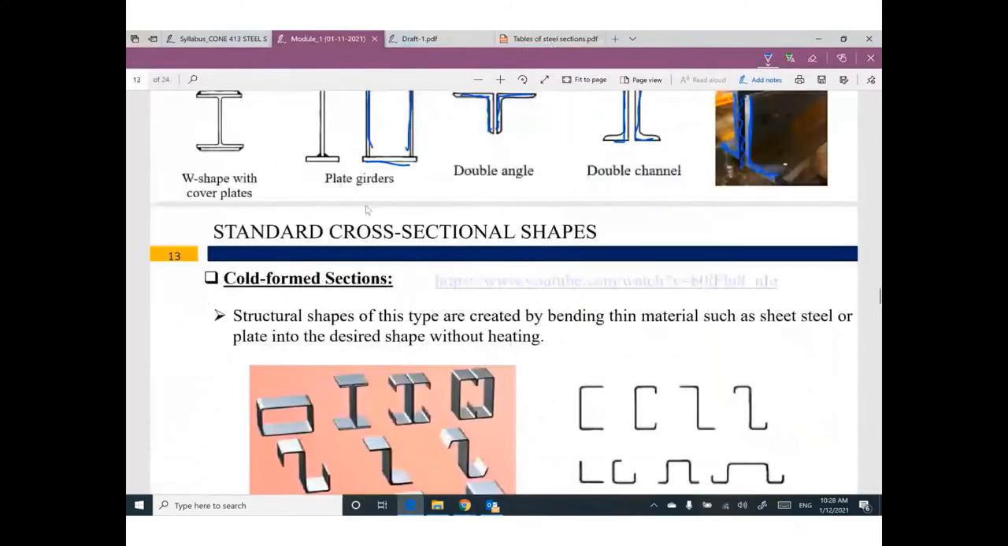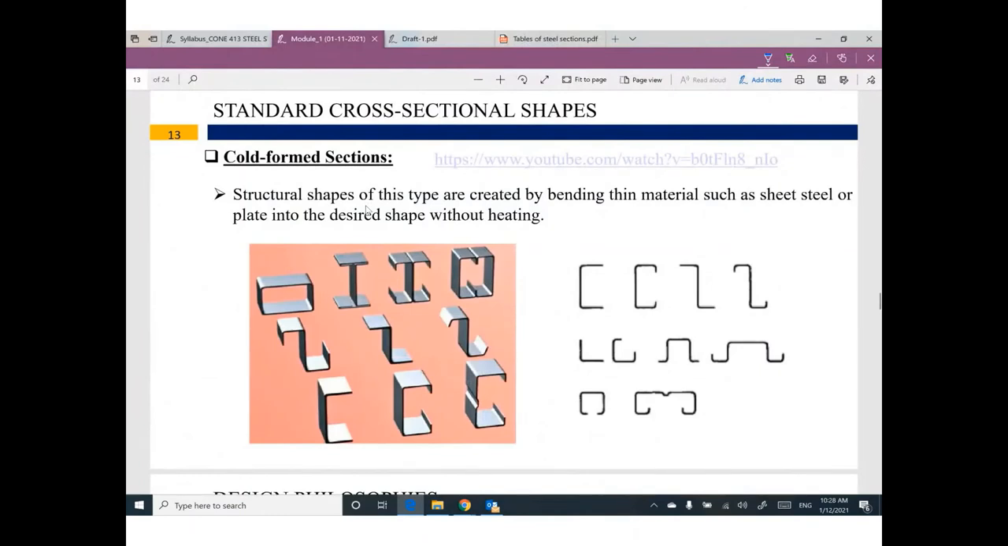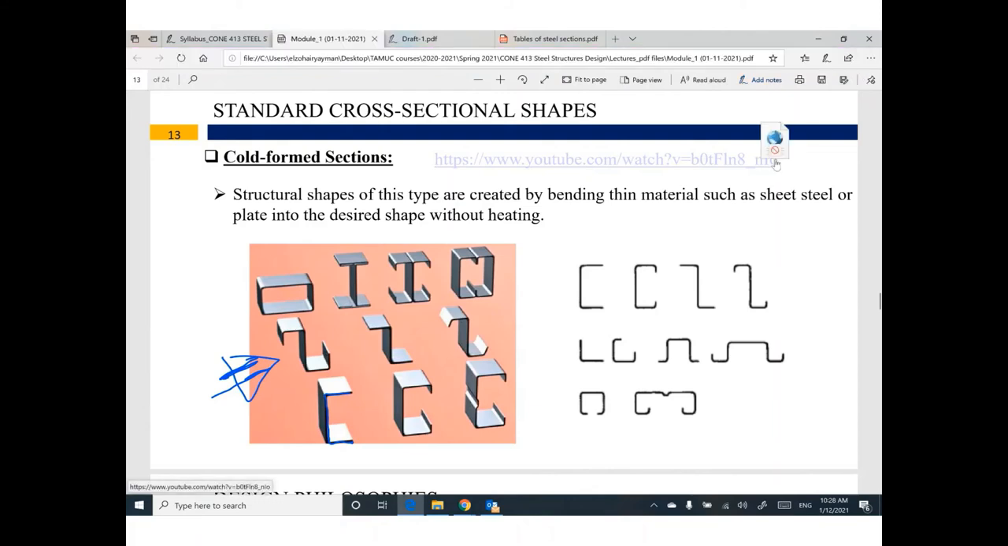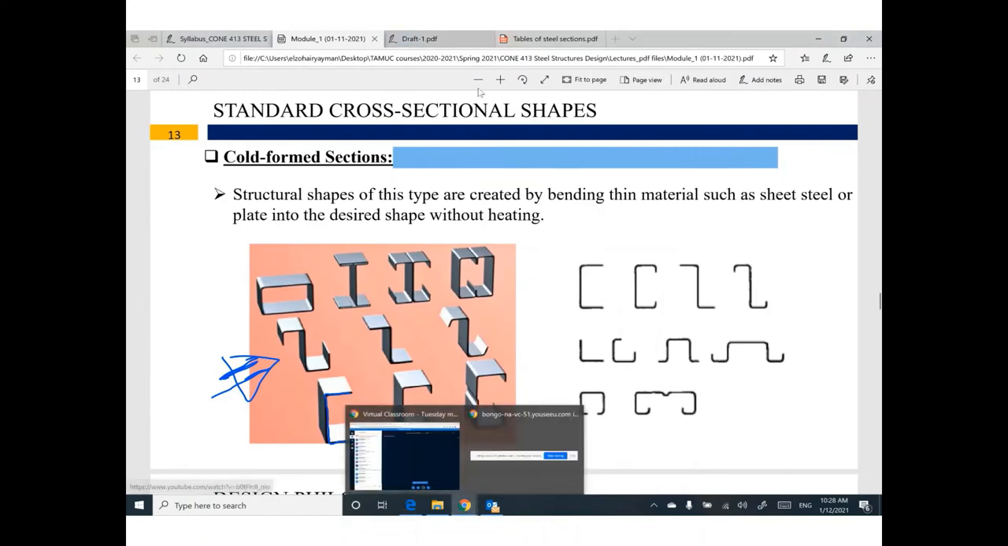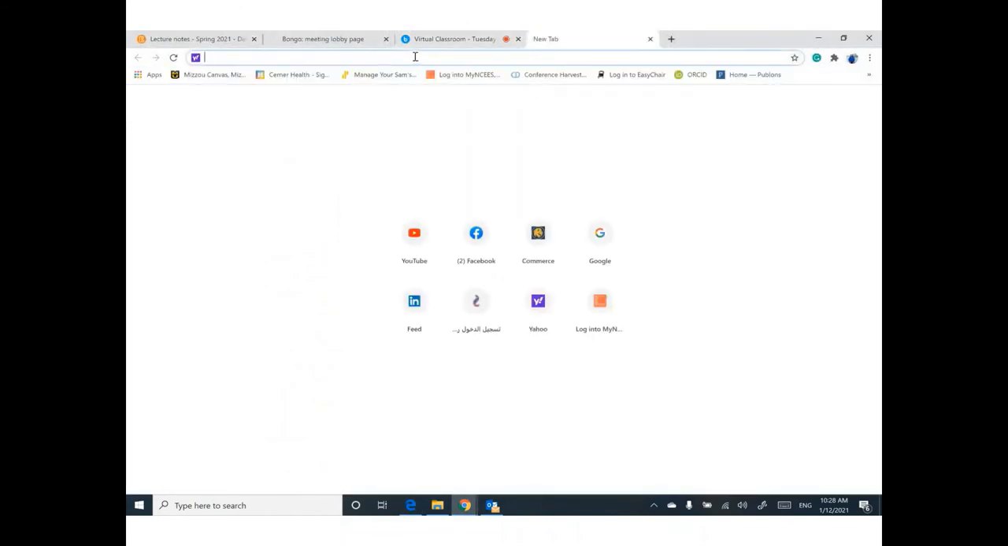Sometimes your cross section is called formed section. We don't need to heat the steel to deform it to the required or the desired cross section. But this will be easier for very thin steel cross sections, like corrugated sheet, like very thin channels. Let's watch this video and see how we can deform the steel.